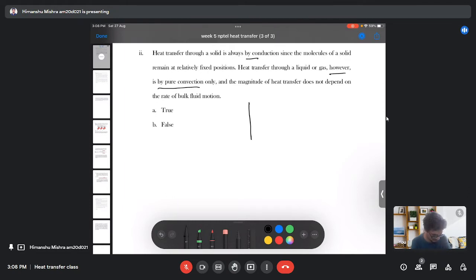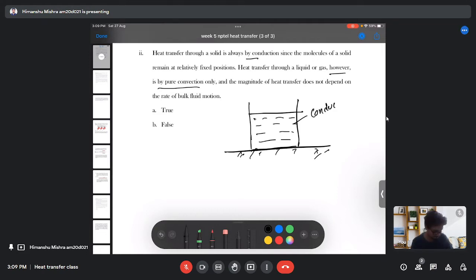So let's say I have a fluid in a beaker or a tub or a glass. This is my fluid. In this case, since the fluid is in a stationary position and there is no bulk motion of the fluid inside this jar or glass, the heat transfer will be purely due to conduction. So there will be heat conduction, which is the most significant mode of heat transfer in this system.